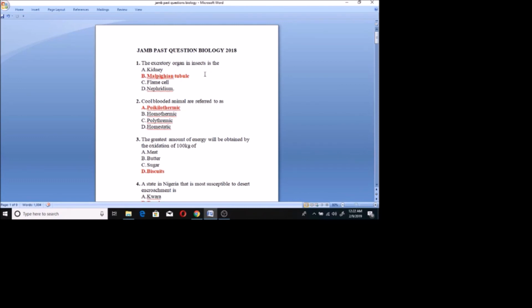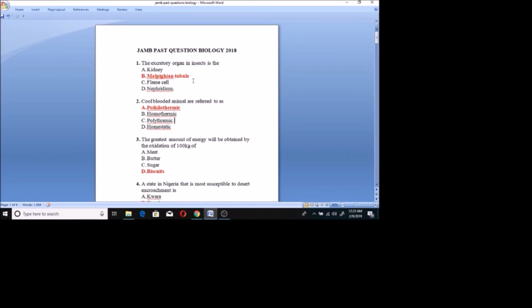So the answer is Malpighian tubule, and you can see this under the excretory system in your biology textbook, whether you're using Modern Biology or any biology textbook. Under excretory systems, you're going to see the various excretory organs for the various animals or living things, and you will notice that the excretory organ for insects is the Malpighian tubule. Now let's get to the second question.